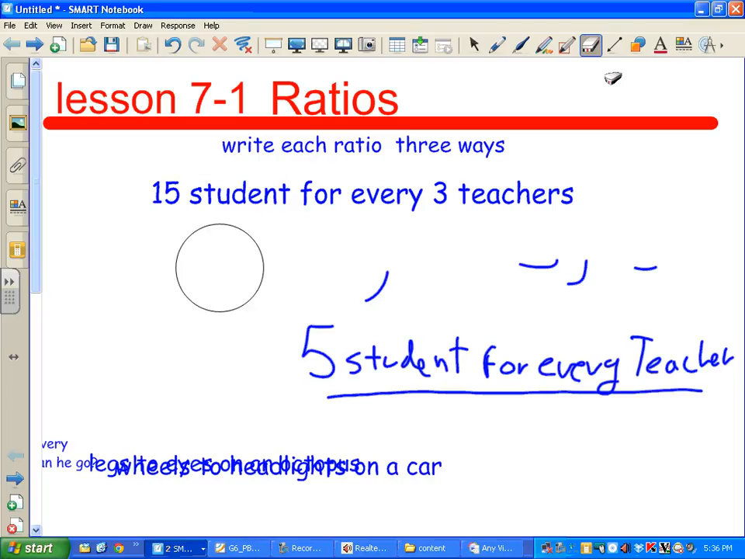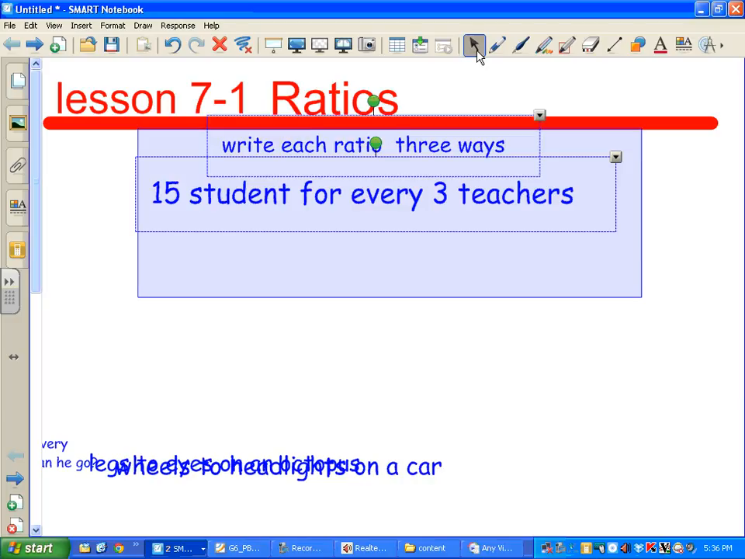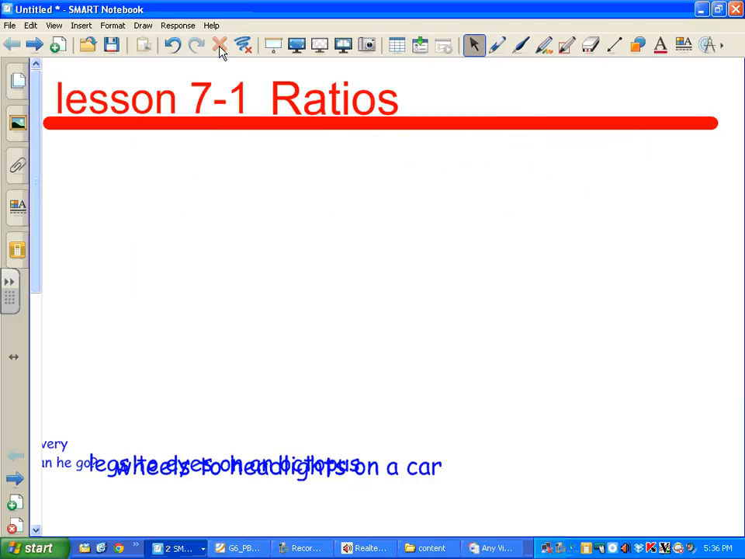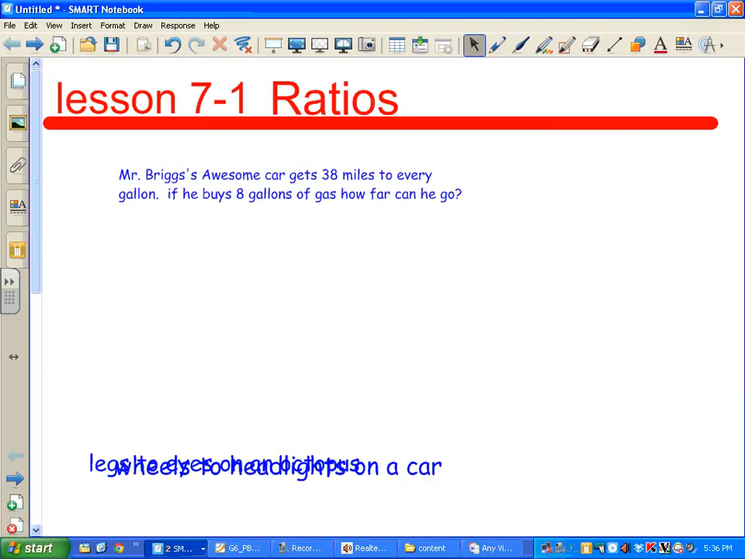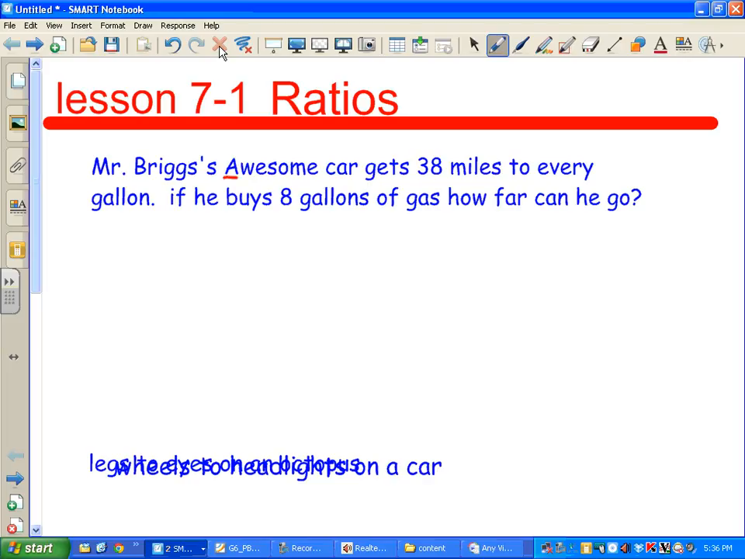Let's do a problem now that is completely different from all of these. Clean up my board here. Mr. Briggs's awesome car. Notice awesome is capitalized because that's what it is. It is the awesome car. It gets 38 miles to every gallon. If he buys 8 gallons of gas, how far can he go?